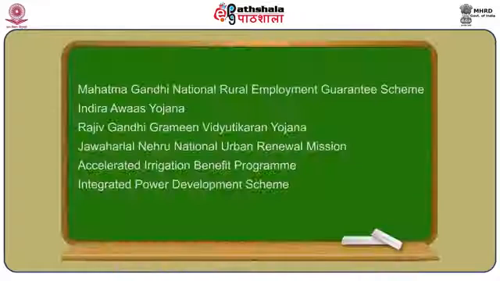However, in 2009, the government decided to give a one-time exemption to utilize in full the proceeds from the disinvestment from April 2009 to March 2012 for funding capital expenditure of its pet schemes, namely the Mahatma Gandhi National Rural Employment Guarantee Scheme, the Indira Awas Yojana, Rajiv Gandhi Gramin Vidyut Yojana, Jawaharlal Nehru Urban Renewal Mission, Accelerated Irrigation Benefit Programme, and also power development programs.